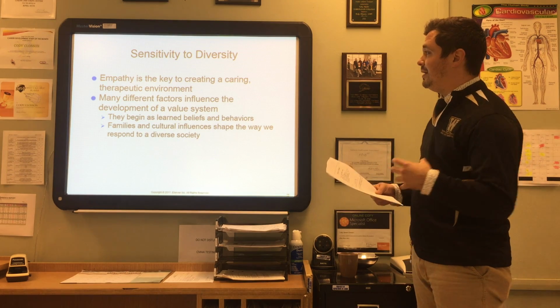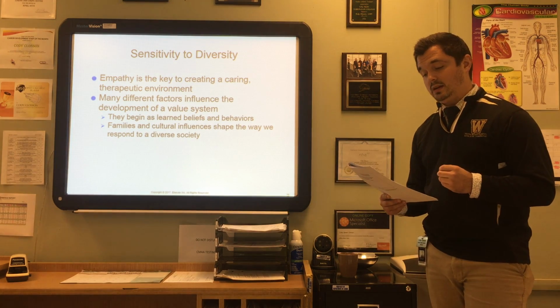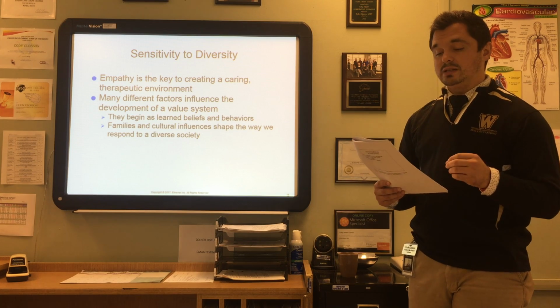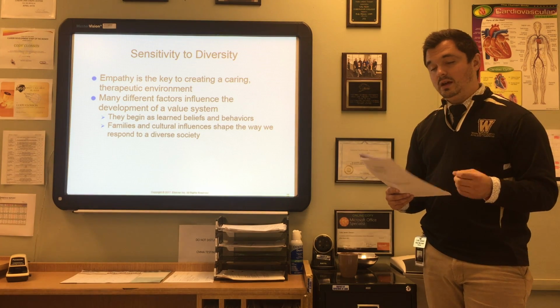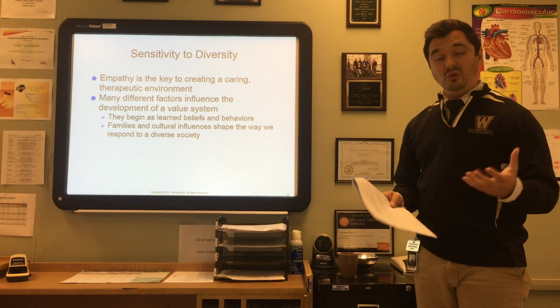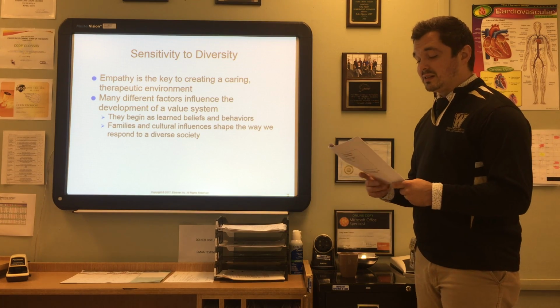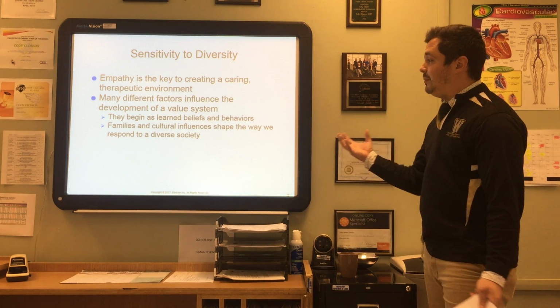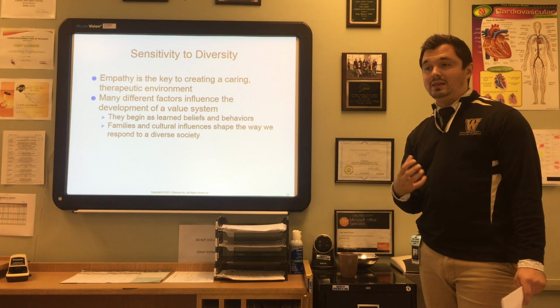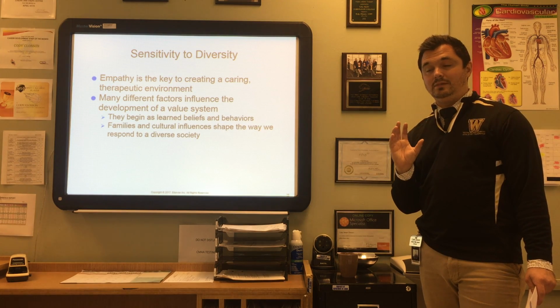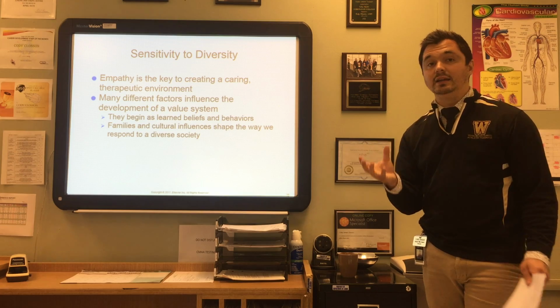Empathy is the key in creating a caring therapeutic environment. So many different factors influence the development of a value system, and you need to be able to recognize your own value system. They begin as learned beliefs and behaviors. Family and cultural influences will help shape the way that we respond to a diverse society.